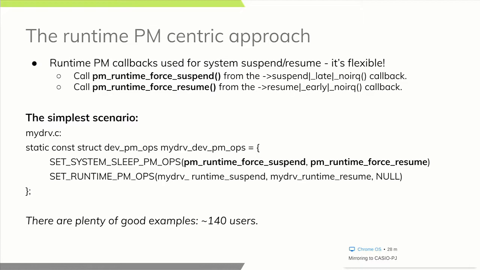So I'm just showing very easily how this is fixed. There are two helpers called pm_runtime_force_suspend and force_resume, which are more or less wrappers of your runtime PM callbacks. In the easiest scenario, when you're doing the exact same operations for system suspend as for runtime suspend, instead of duplicating this, you just assign your system sleep callbacks to these helpers, and they take care of this.